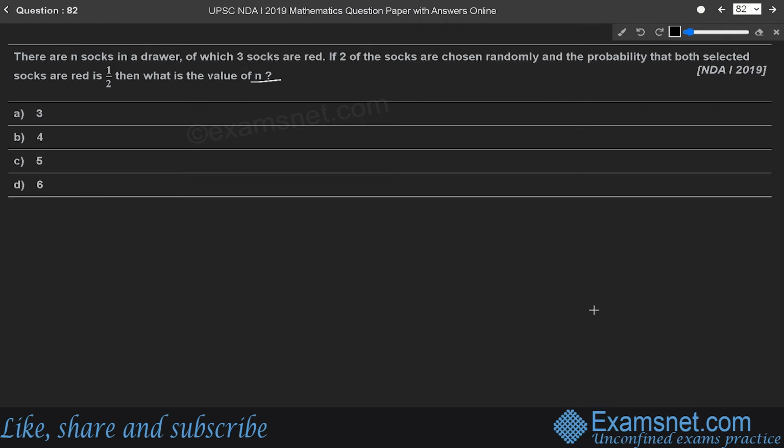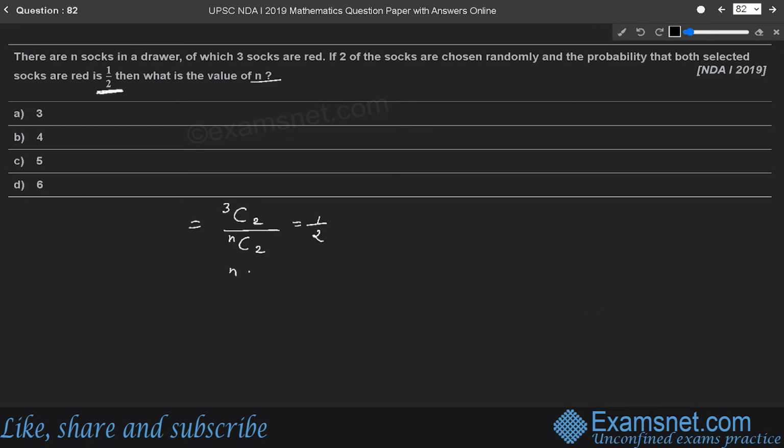It is given that out of n socks, 3 socks are red. Now 2 socks are selected, then the probability that both socks will be red. See, out of 3 socks, 2 socks are selected, and out of n socks, 2 will be selected, so this will be the required probability that both the socks are red. And it is given that 3C2 upon nC2 is equal to 1 by 2. It is given that the probability is 1 by 2.